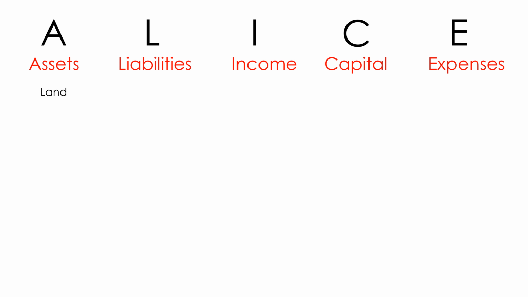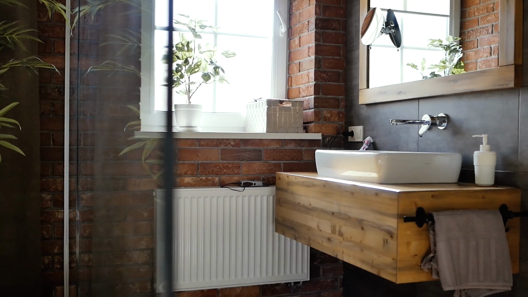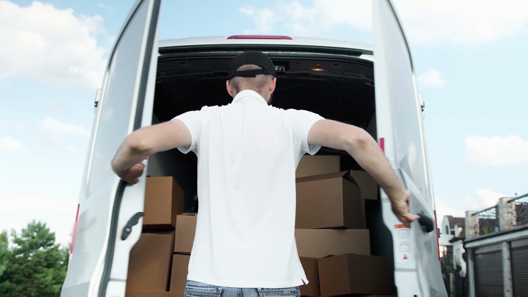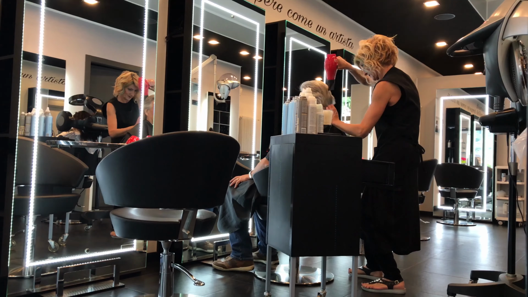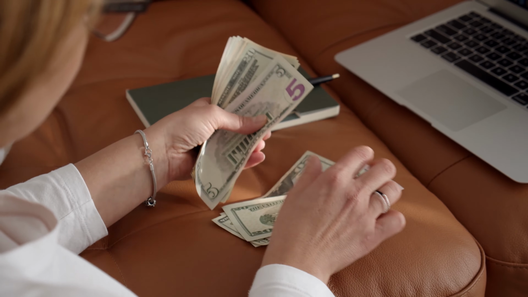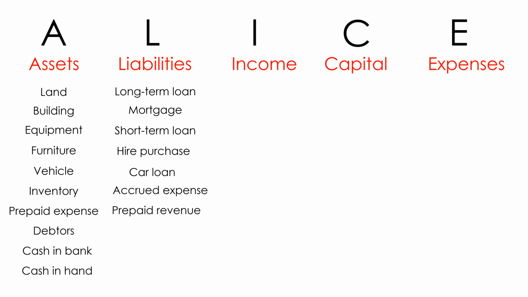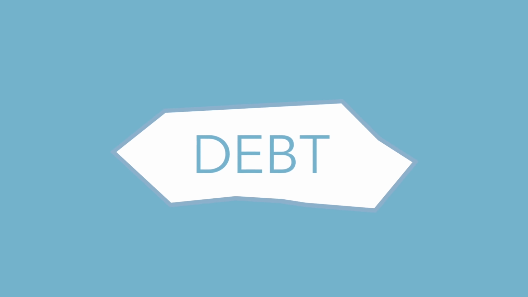Your assets are goodwill or reputation, land and building, unless you rent, equipment, machinery, tools, fixtures and fittings, motor vehicles, prepaid expenses, accounts receivable, debtors, bank and cash. Your liabilities are bank loans, mortgages, hire purchases, prepaid revenue, accounts payable, creditors, bank overdraft and cash dividends, or if you have to pay shareholders.